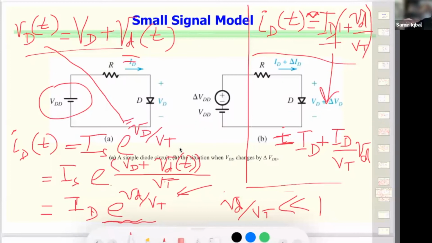Now the right hand side tells me that the signal is riding on I_D. So you have your DC signal plus this time varying signal. The signal current component is directly riding, or superimposed, on the DC current capital I, capital D.